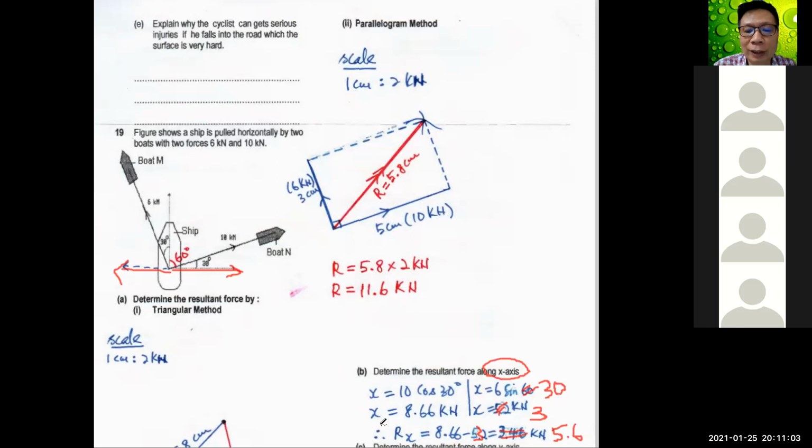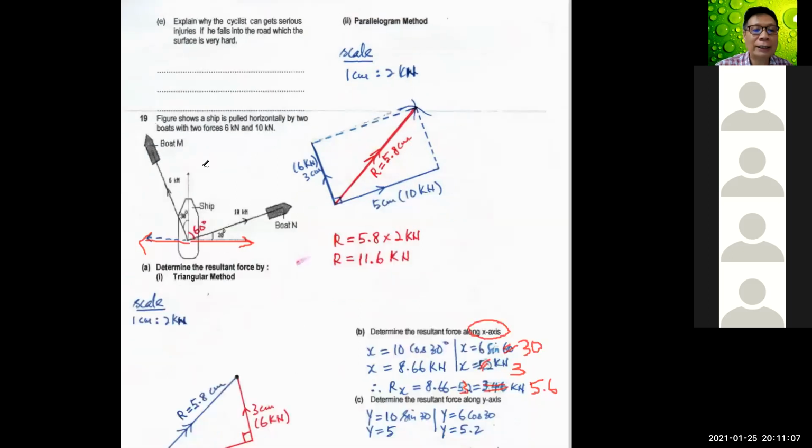Okay, next one is resultant force along the y-axis. Y-axis, so it is up here. Okay, I slowly draw. Go up. It's here. Okay, go up. So for this, 10 cos 30 is here. So here 10 sine 30. Like this one, 10 cos 30 is here, sine 30 is up here. The y-axis is 10 sine 30. The sine is here. Press calculator, you get 5.